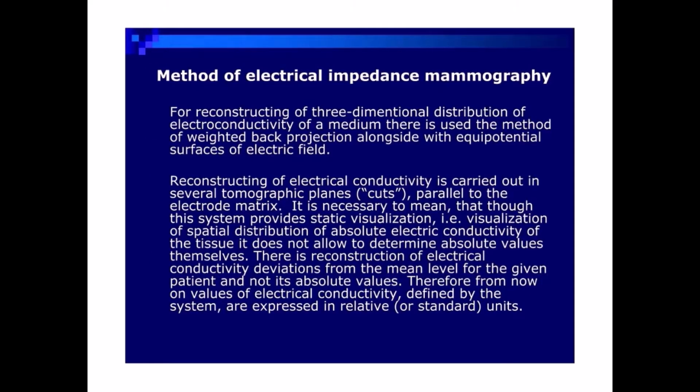For reconstructing the three-dimensional distribution of electroconductivity of a medium, the method of weighted back projection is used along with equipotential surfaces of the electric field. Reconstructing of electrical conductivity is carried out in several tomographic planes, or cuts, parallel to the electrode matrix. It is necessary to note that though this system provides static visualization, i.e. visualization of the spatial distribution of electric conductivity of the tissue, it does not allow determining absolute values themselves. There is reconstruction of electrical conductivity deviations from the mean level for the given patient, and not its absolute values. Therefore, from now on, values of electrical conductivity defined by the system are expressed in relative, or standard, units.